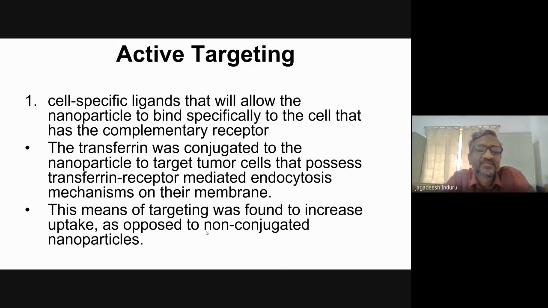So it specifically attacks them. This means the targeting was found to increase the uptake as opposed to non-conjugated nanoparticles. If you give nanoparticles without any conjugation of transferrin, what will happen? You will have access to every cell, but here you are actively making the cancer cell engulf this drug by tagging the drug to the transferrin, because the transferrin receptor has mediated endocytosis that will allow the drug to enter the cell and reach the target. So this is the active targeting phenomenon, where the drug gains access to enter a particular targeted site.